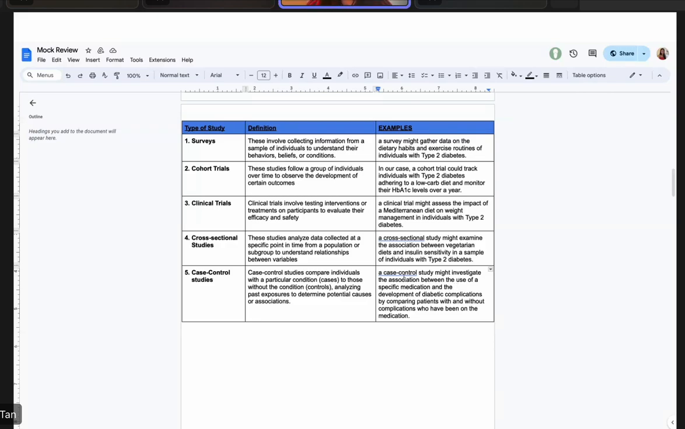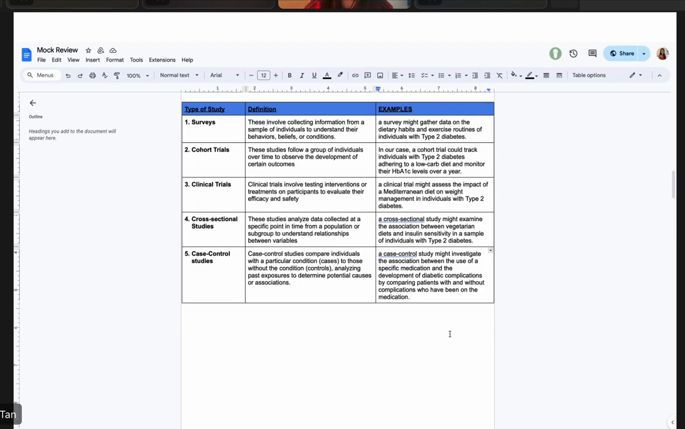So here, a case control study might investigate the association between the use of a specific medication and the development of diabetic complications by comparing patients with and without complications who have been on the medication. So, case control in this example, they want to see if this medicine might be associated with a complication.